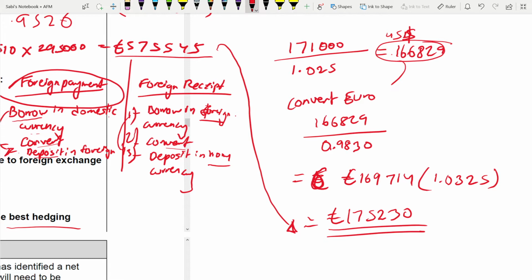Now you have to do the same thing for the Australian dollar, but this is a receipt, so it might change.